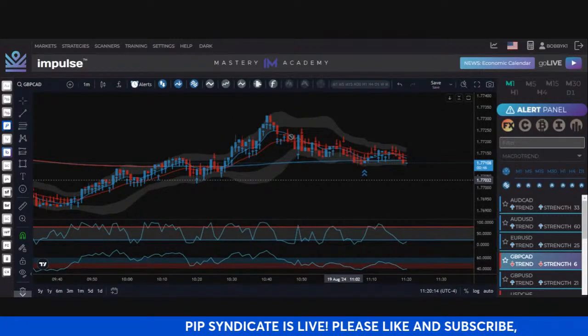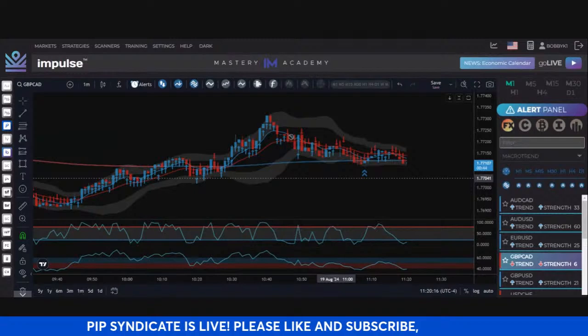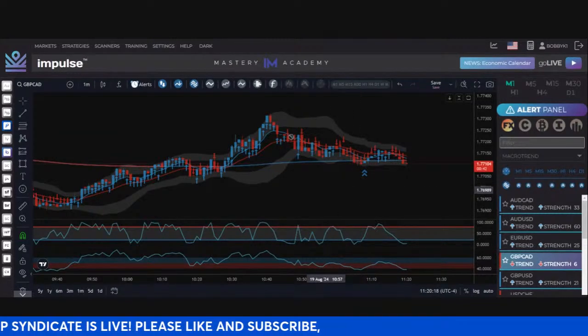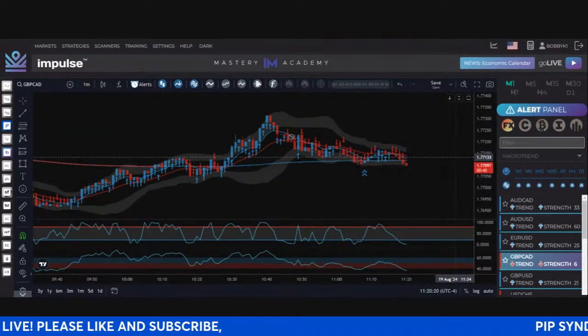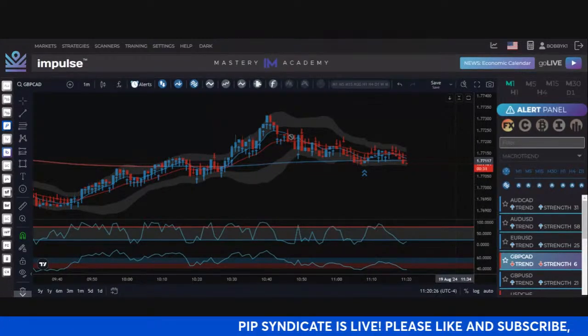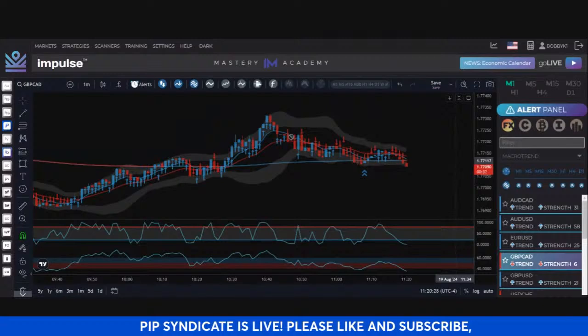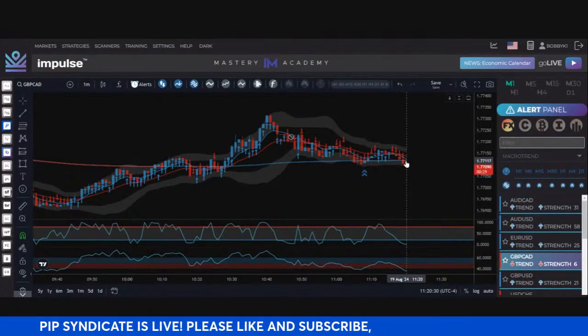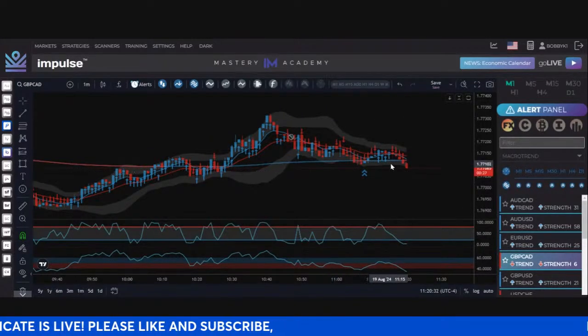Okay, we got our 4 in a row. I think I'm going to enter. I want to see it pull above this 200 again, though. I don't like buying below there, because you notice that 200 is red now. That's one of our things.